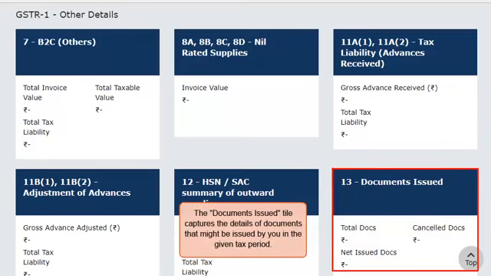Finally, the documents issued tile captures the details of documents that might be issued by you in the given tax period. Examples of such documents are the invoice range, specifying the starting and ending serial numbers of invoices issued, total count of invoices issued, number of invoices that were cancelled, and the number of net invoices that were issued after cancellation.